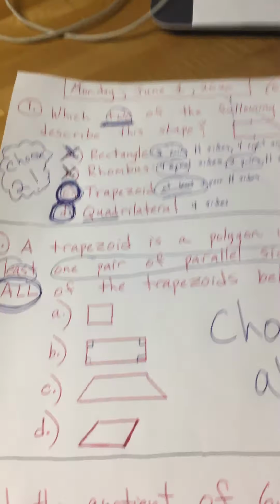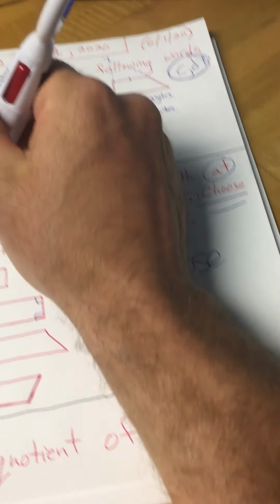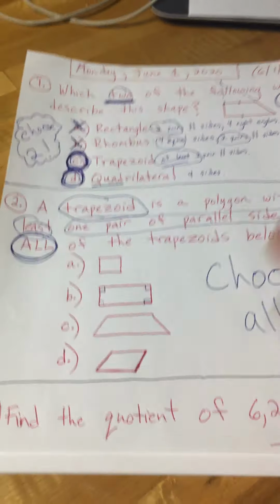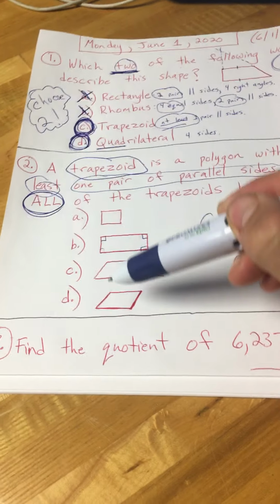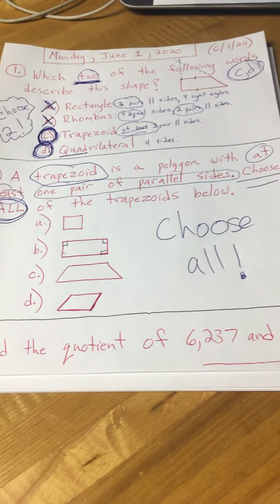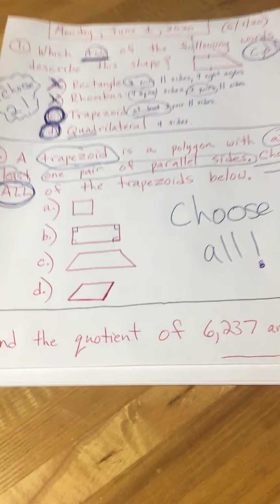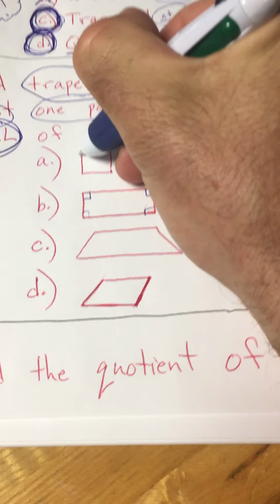Okay? So at least one. It needs to have at least one pair of parallel sides. Okay, so we're going to look at which ones of these are trapezoids. So a trapezoid is a polygon with at least one pair of parallel sides, and we need to choose all of the trapezoids below. Okay, so let's look.